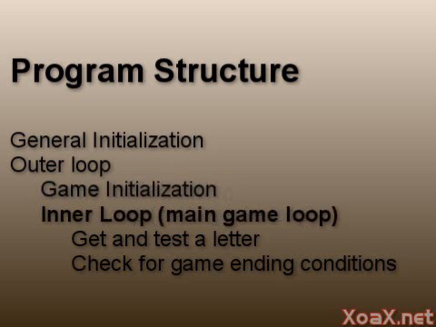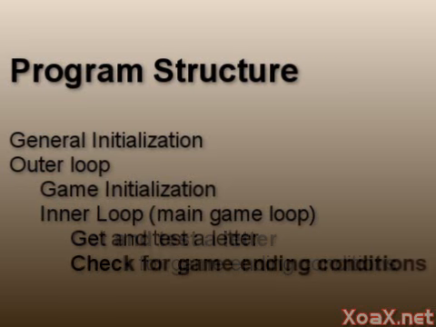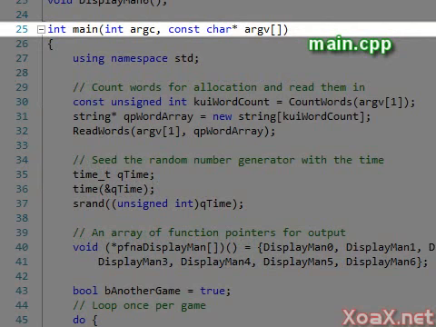Next, we have the inner game loop. This loop runs once per turn until the game is over. So this loop performs turn-based tasks like testing guessed letters and checking for end-of-game conditions. Now let's look at the code again. We begin at the main function.